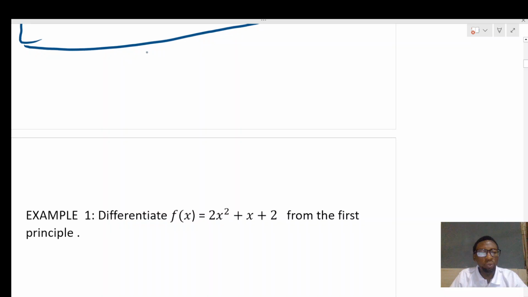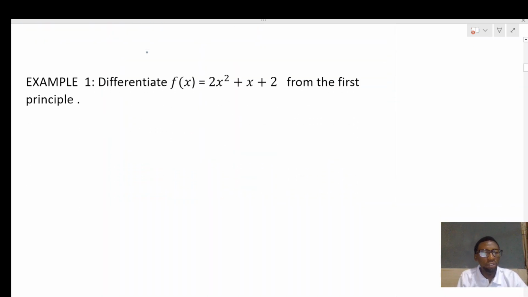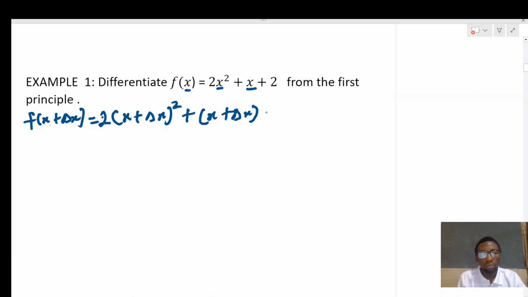So let's solve an example without wasting too much time. Example 1 says: differentiate f of x equals 2x squared plus x plus 2 from the first principle. So the first thing you have to do is get your f of x plus delta x. Anywhere you see x, I'll replace it with x plus delta x. So that will give me 2 brackets, x plus delta x all squared, plus x plus delta x, plus 2.